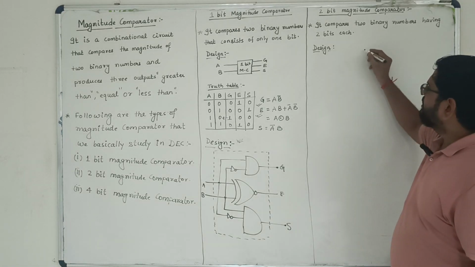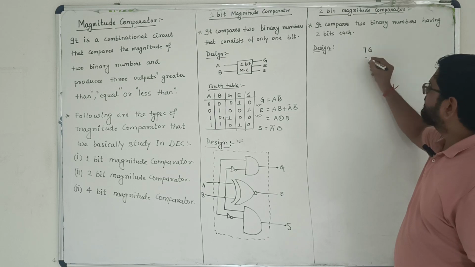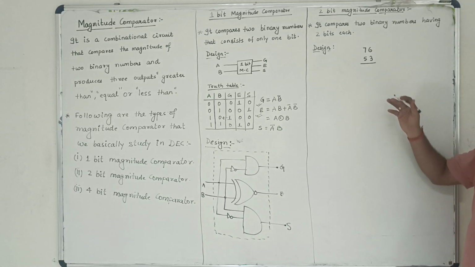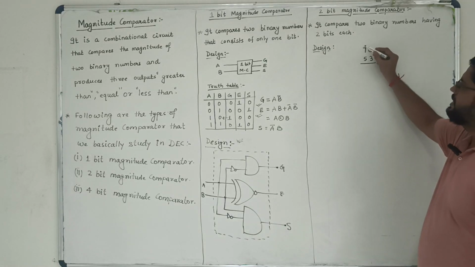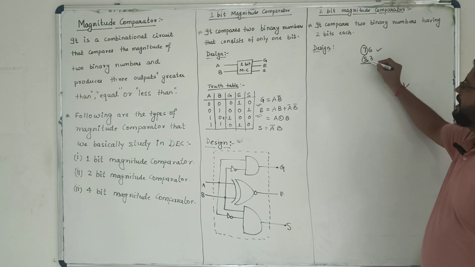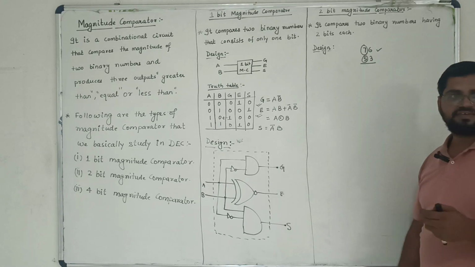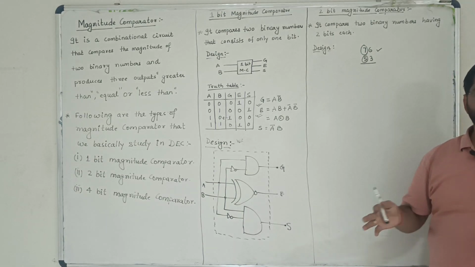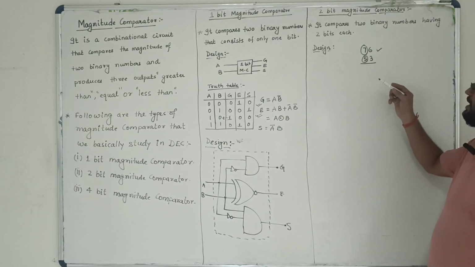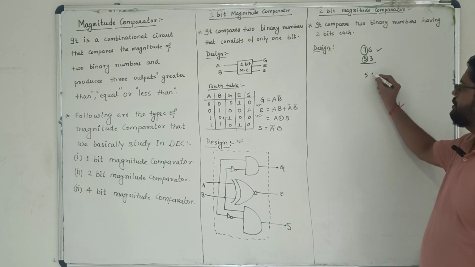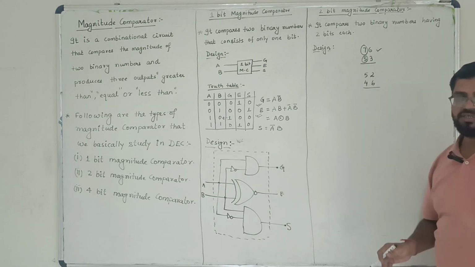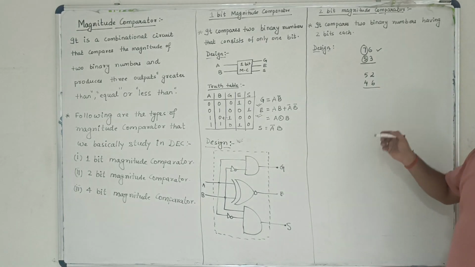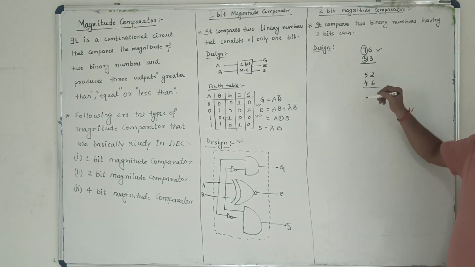Now, first tell me, if I am comparing these two numbers, 76 and 53, and if I ask you which number is greater, by default you will say that 76 is greater. Why? You will just compare their tens place numbers, that is 7 and 5, and if the tens place number is greater, the number is going to be greater, isn't it? Similarly, if I tell you to compare 52 and 46, you can say which number is smaller. So directly you can say 46 is smaller. How? Just by comparing the tens place number.